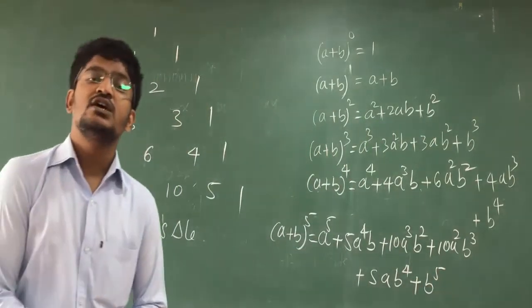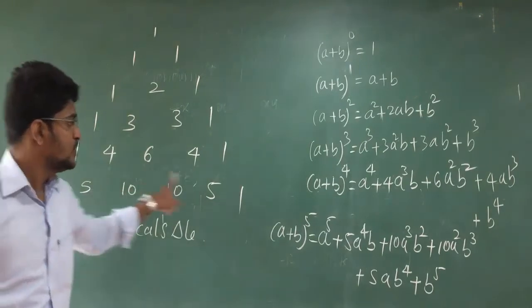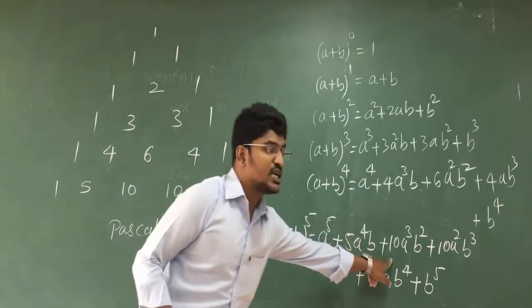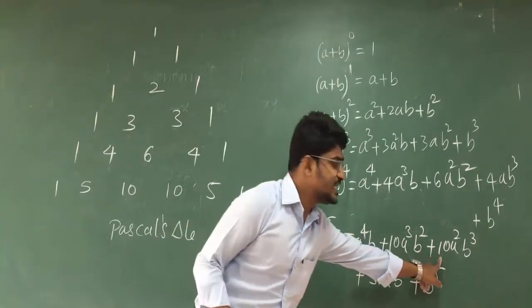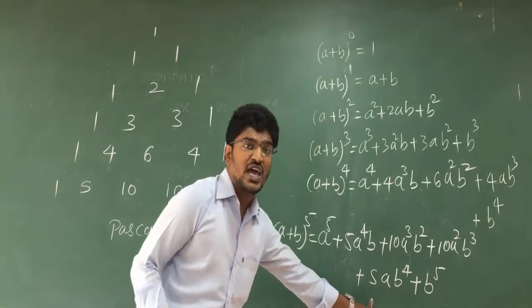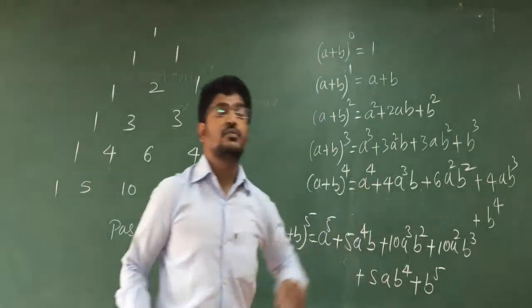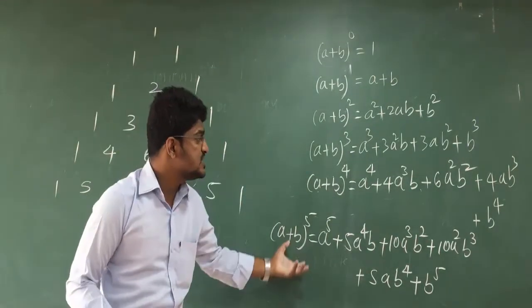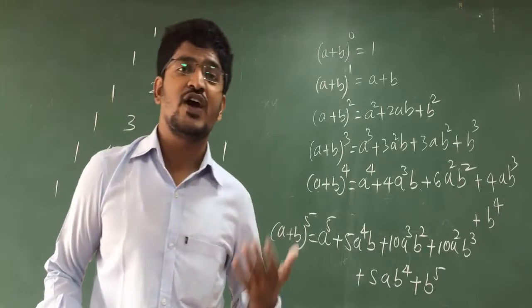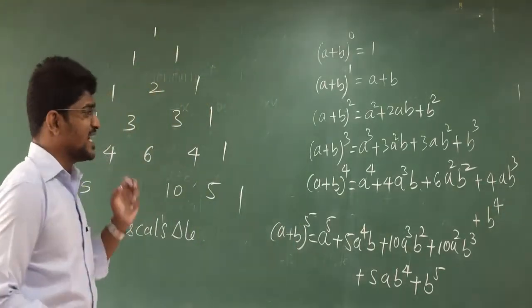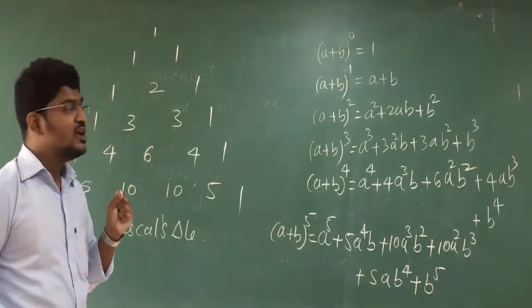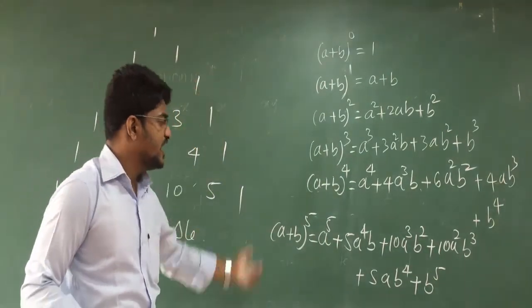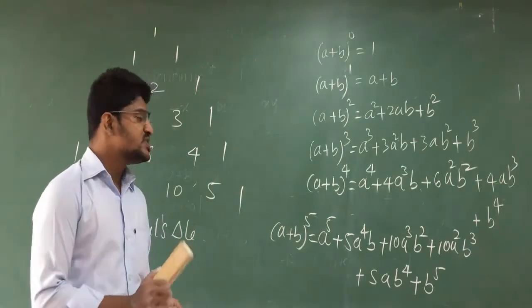See how I am writing so easily. First term is 1, second term is 5, third term is 10, fourth term is 10, fifth term is 5, and last term is 1. That means I am using my Pascal's triangle method to write these expansions. That is very fine. Are you getting my point? So that technique you must understand. Clear? So if you understand that technique, it is going to be very easy to write the expansion of any terms. Clear? So this is how you have to write.